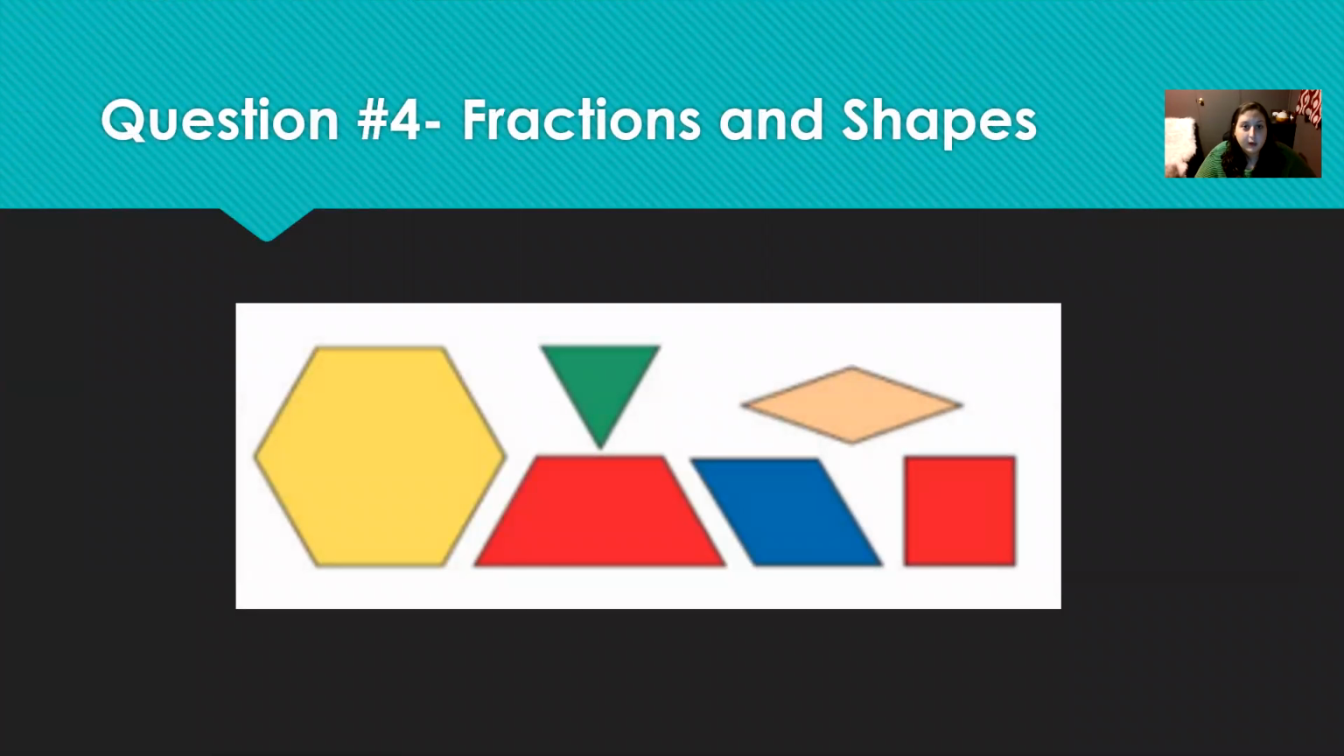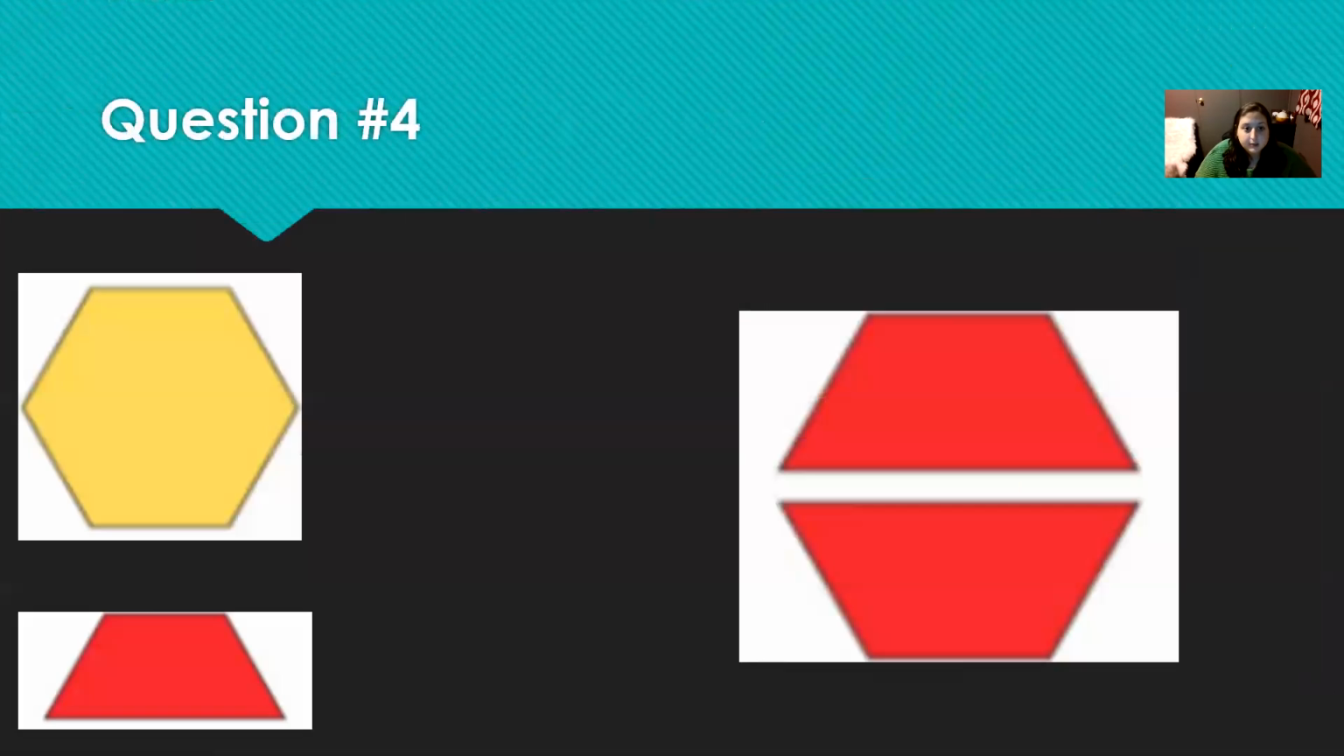And then now we're on question 4, which is fractions and shapes. So we're going to start with this red shape, and we're going to see how many of those that we need to fill out this octagon. And as we can see, if we put 2 of them upside down together, then they will form one full one of the shape. So one of these trapezoids is 1/2 of the octagon, or 50%.